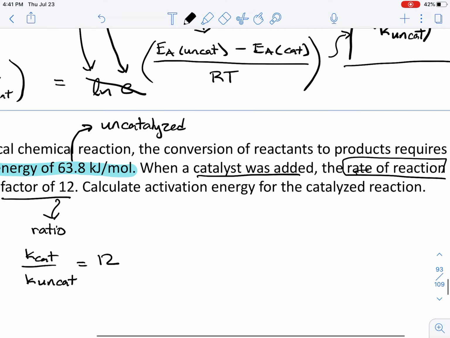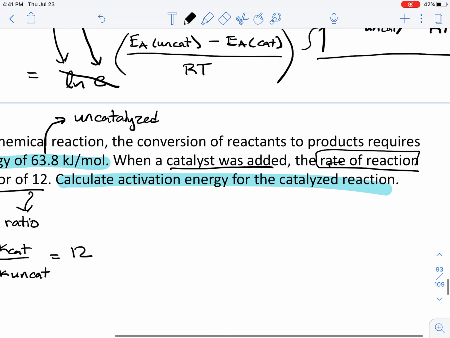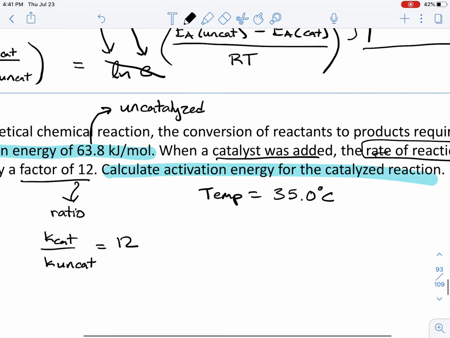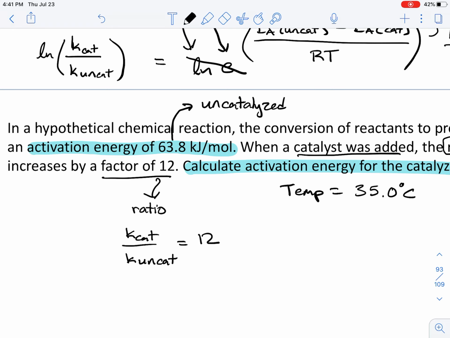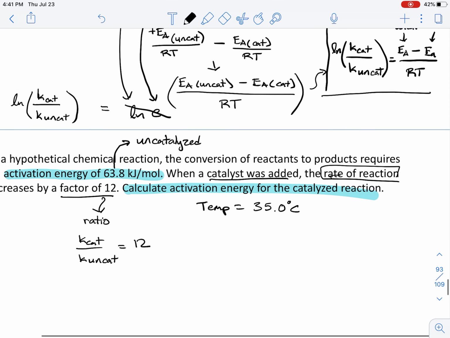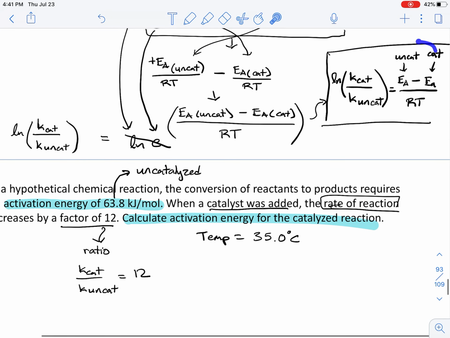And so what we want to do is calculate the activation energy for the catalyzed reaction. Now there is one thing that I forgot to put in here, which is temperature. So just for kicks, let's say that the temperature is 35.0 degrees Celsius. I did forget to type that when I was writing this problem. All right, so we're going to use this equation over here, plug in all of the pieces, and solve for the activation energy for the catalyzed reaction.